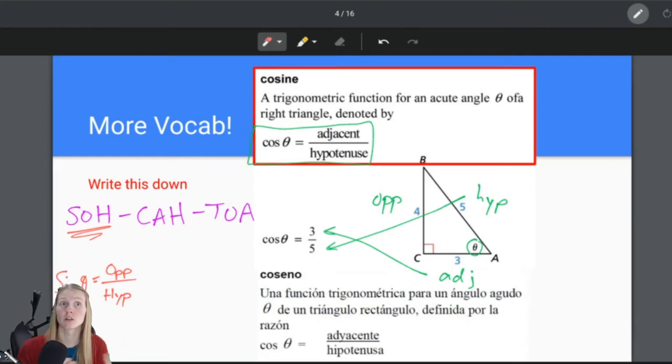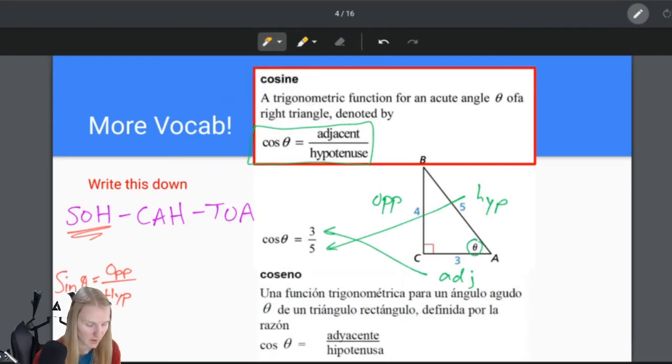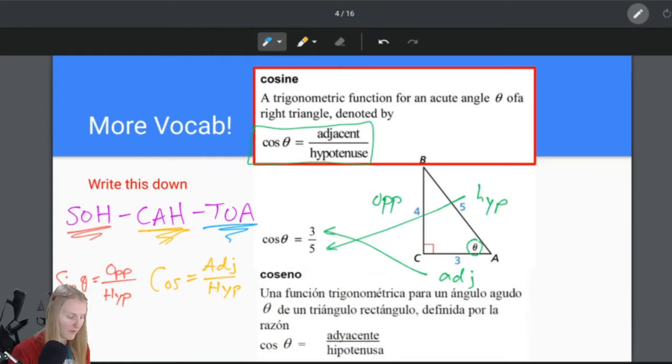Where does the CAH part of SOH-CAH-TOA come from? Well, I bet you guessed it. The CAH comes from cosine being equal to adjacent over hypotenuse, and last but not least, the TOA part of it that hopefully you remember from Friday stands for tangent is opposite over adjacent.